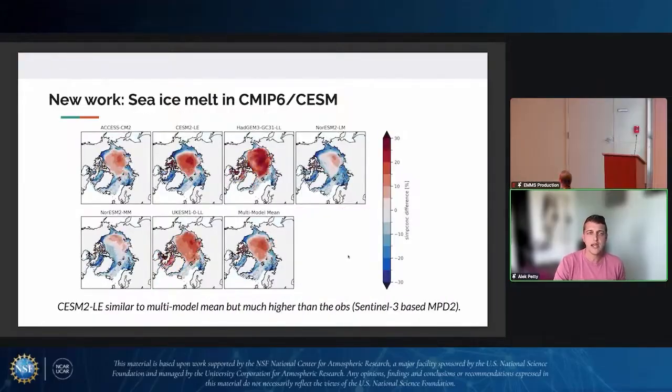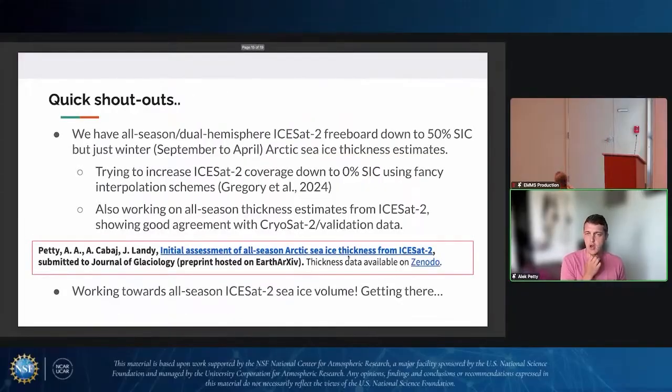And then the final shout out is that I'm doing a lot of work on the side to try and improve the ICESat-2 products too. One of the problems with freeboard is that we limit it to 50% concentration. I'm trying to extend that using some fancy interpolation schemes that Will Gregory and others put together, to increase that down to open water.